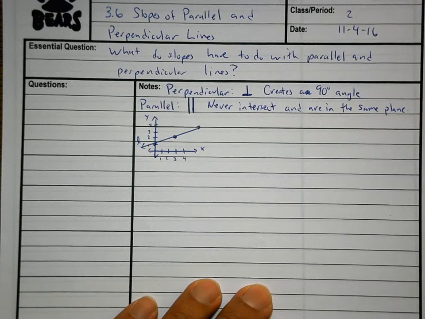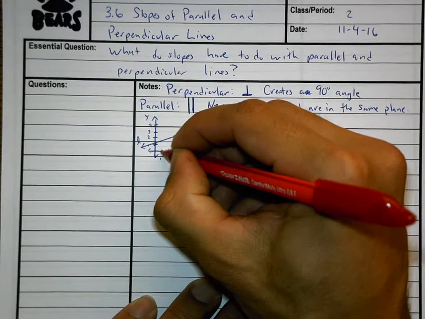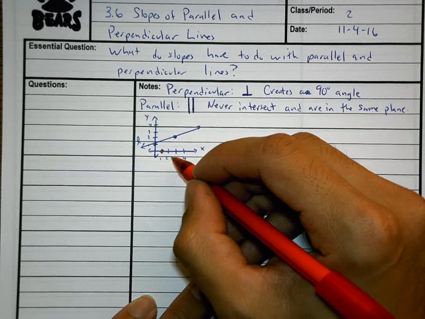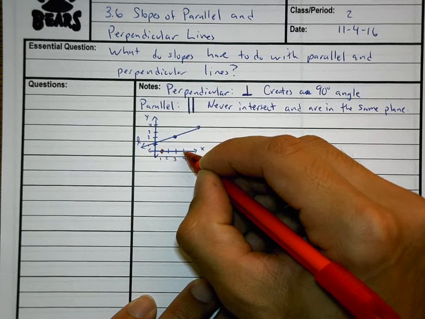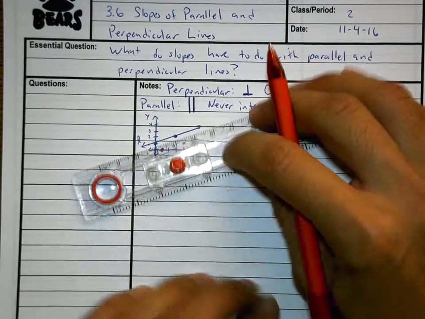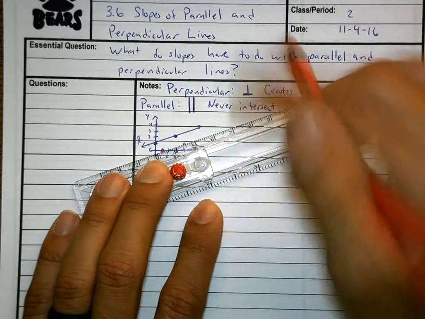I'm going to do a second line, but I'm going to do it in a different color. I'm going to go through this point, which is 1, 0. Then I'm going to go over 1, 2, 3, and up 1. And I'm going to draw this one in red.